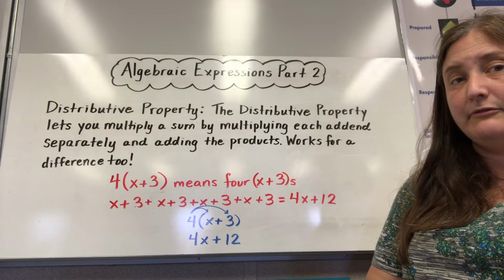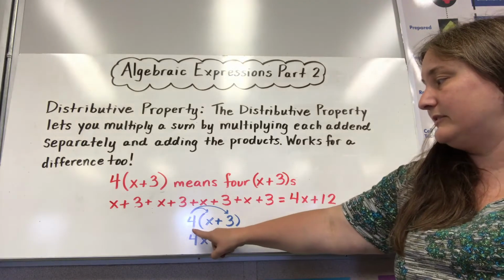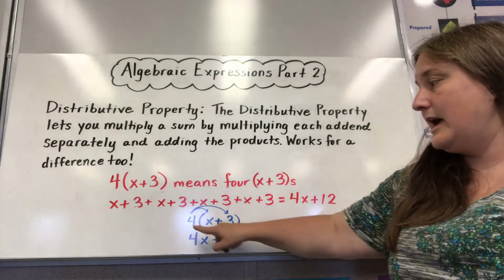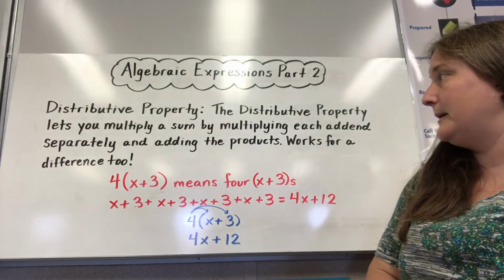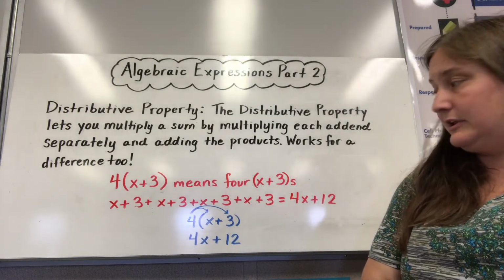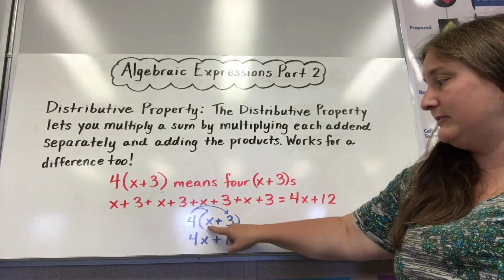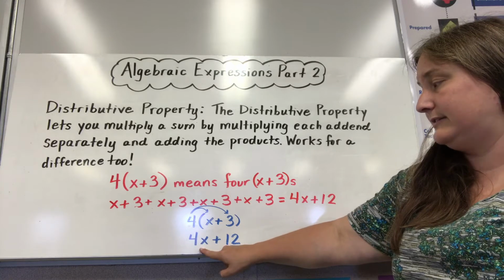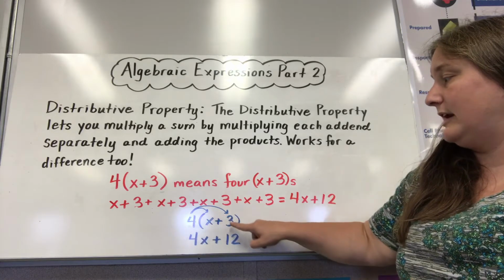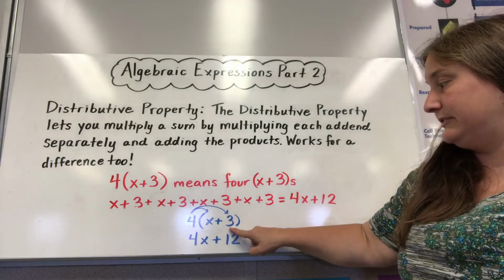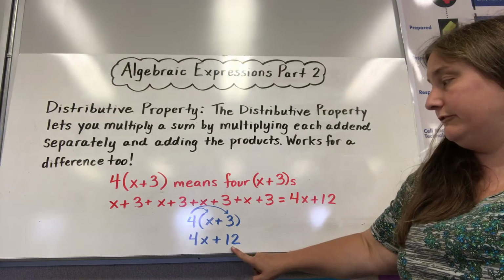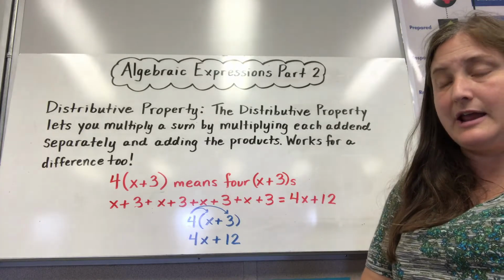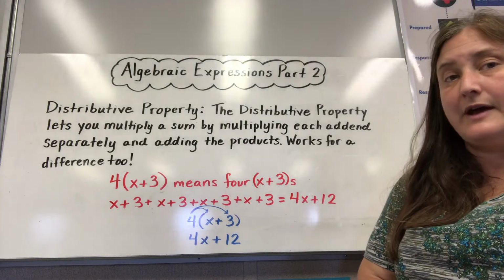When I'm using the distributive property, I'm taking this number outside, this multiplier that I'm supposed to be multiplying my parentheses by, and I'm going to multiply it by each addend separately. First I'm going to multiply 4 times x, my first number in parentheses, and that gives me a product of 4x. Then I'm going to multiply 4 times 3, the second number in my parentheses, and I get a product of 12. And I'm going to add those. So 4x plus 12 is a simplified answer for 4 times the quantity x plus 3.